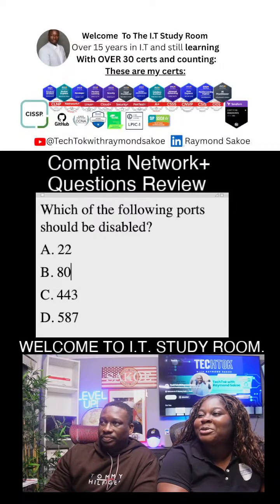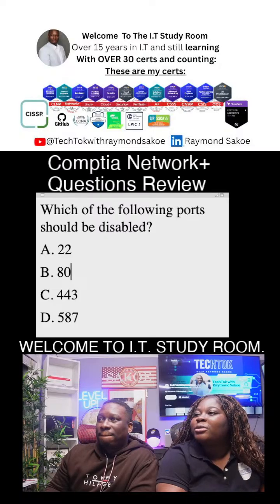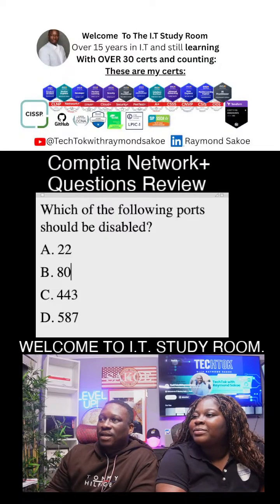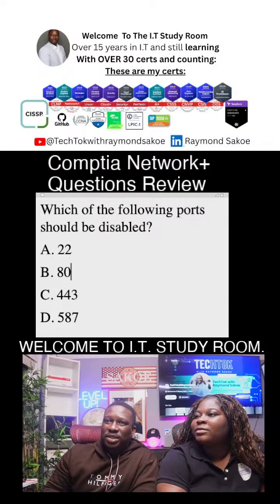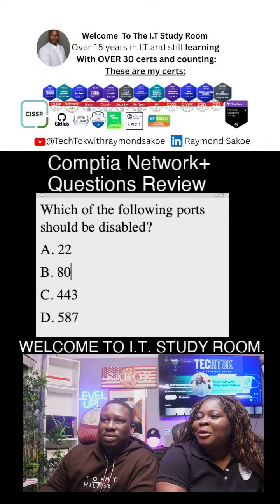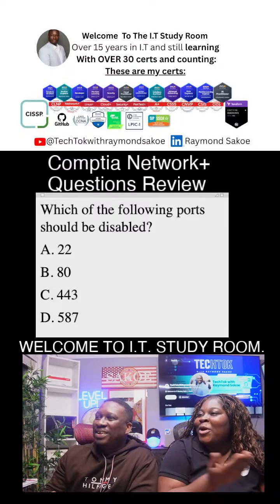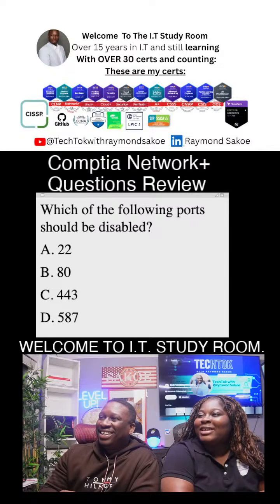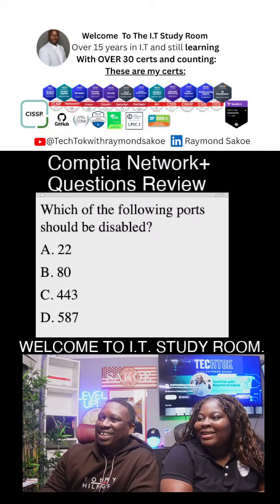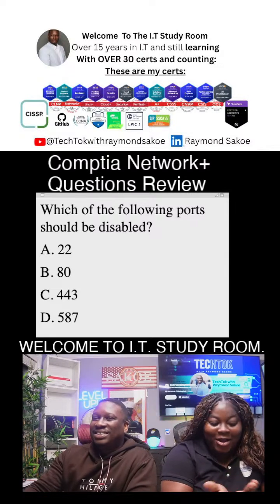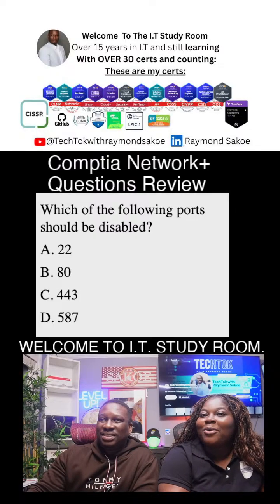You know, the experienced people are flexing their muscles. Thomas is asking what is 587. I think it's SMTP, Simple Mail Transfer Protocol. That's what they're saying. We're just asking why 22 is riskier than 80. Explain. That's what they say. So we're trying to figure out why.